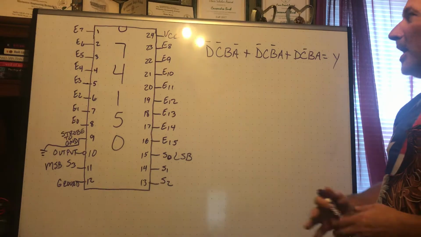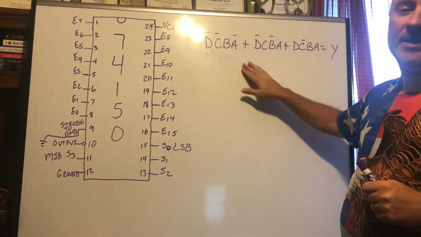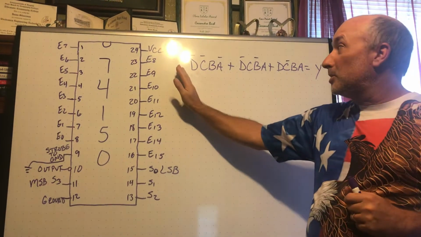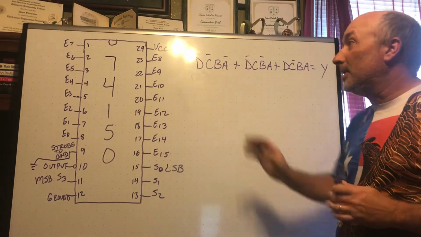The only difference we've got here is, pay attention: instead of A, B, C, D, we did D, C, B, A, which means D is now my most significant bit. A is now my least significant bit.